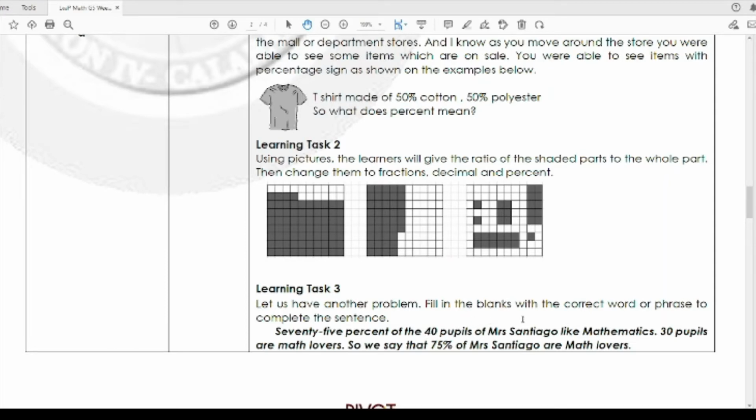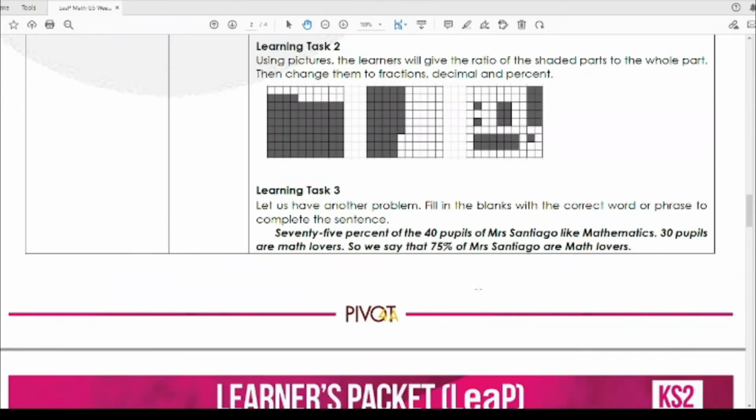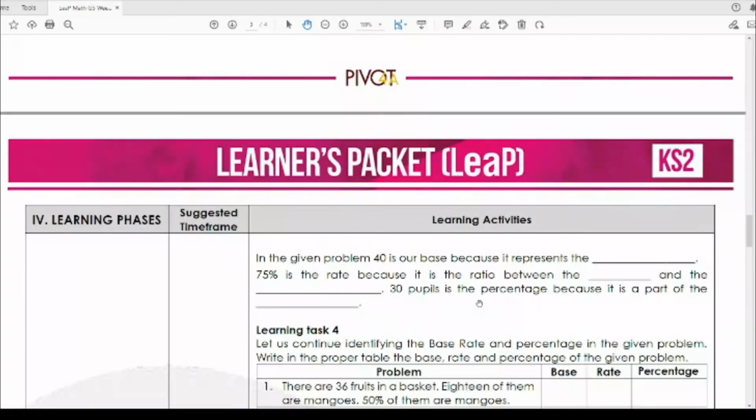Fill in the blanks with the correct word or phrase to complete the sentence. I will read it. 75% of the 40 pupils of Mrs. Santiago like mathematics. 30 pupils are math lovers. So we say that 75% of Mrs. Santiago's pupils are math lovers. So you will now write the needed answer in this space.